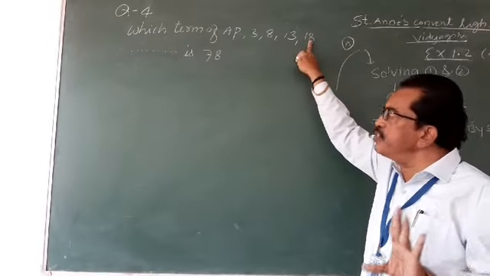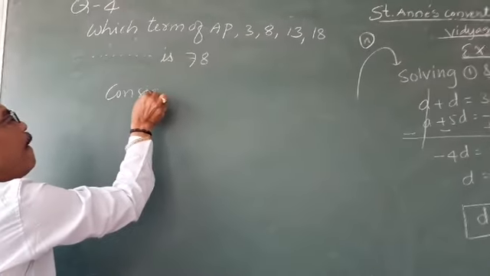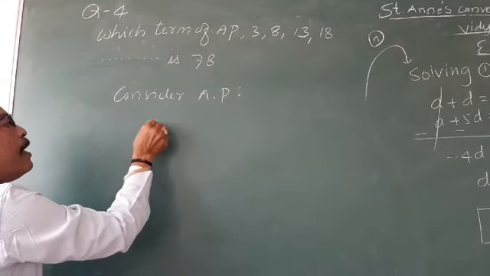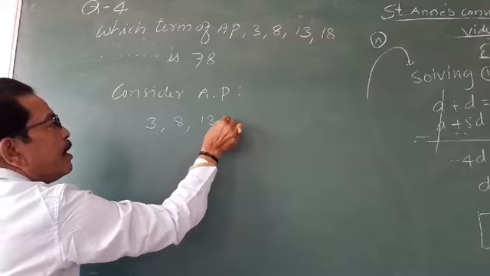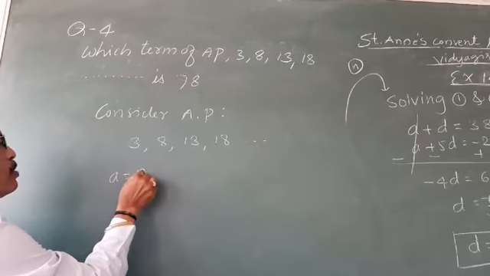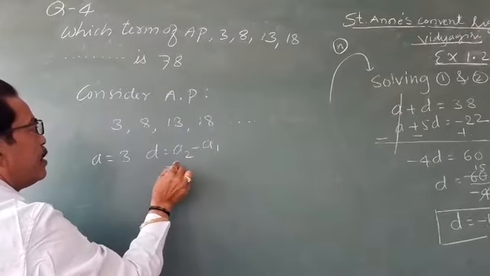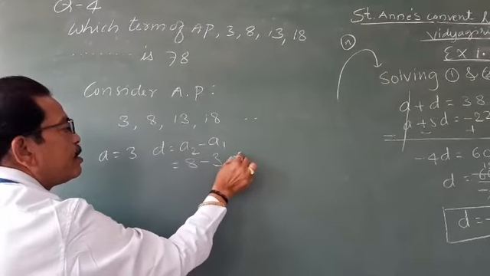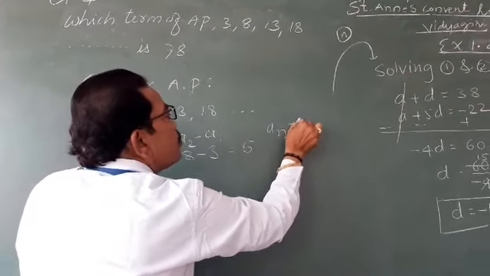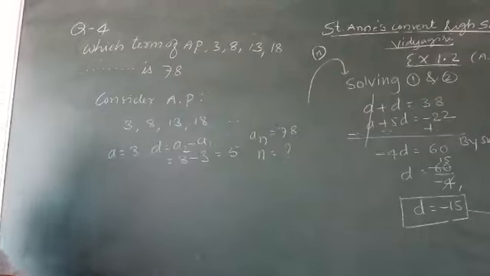So first of all we have to consider the AP: 3, 8, 13, 18. Okay. First term is a equals 3. The common difference is A2 minus A1, that is 8 minus 3, which equals 5. Then a(n) is given, that a(n) equals 78. The question to be solved is n equals question mark.